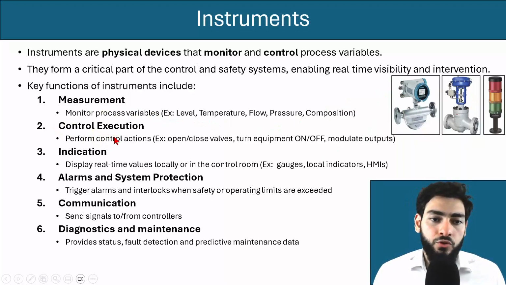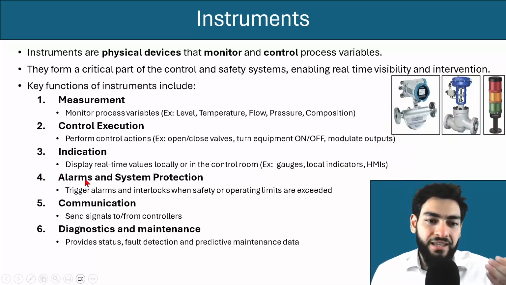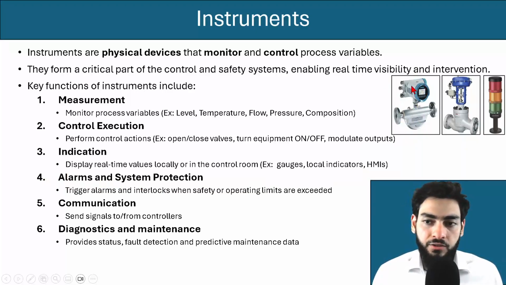Also, instruments allow you to perform control actions. Instruments can open or close valves. They can turn equipment on or off or modulate outputs. So let's say you have this control valve; depending on the control system, you could modulate the flow based on a flow reading, for instance. Instruments also give you real-time values, whether you read them locally, as in this flow transmitter, where you could read the flow locally from that device, or you could have it wired up to an HMI, for instance, in a separate room. Also, instruments could trigger alarms and interlocks when safety or operating limits are exceeded.